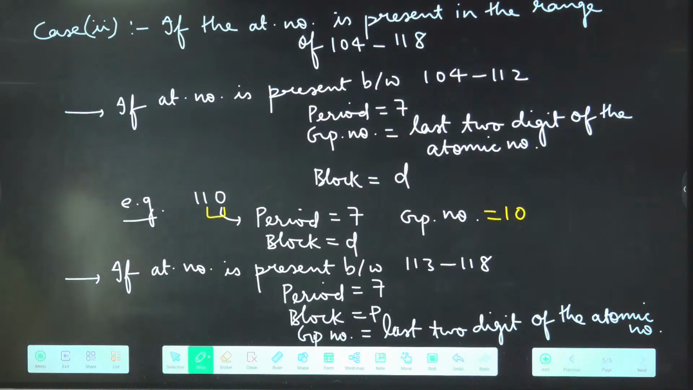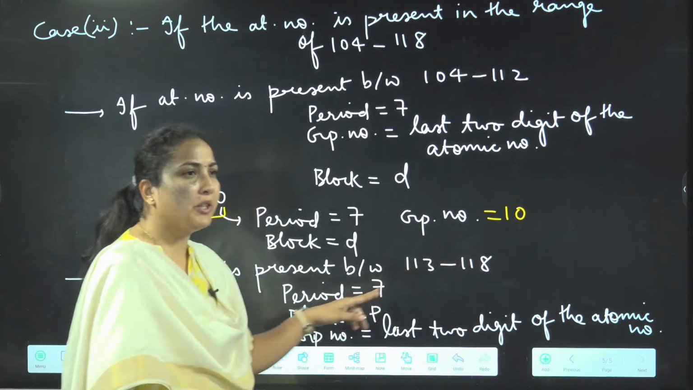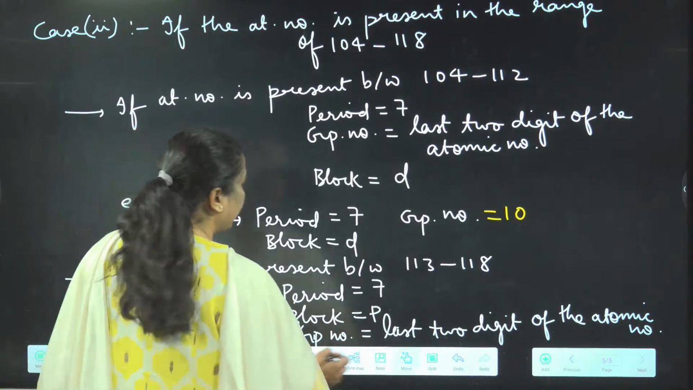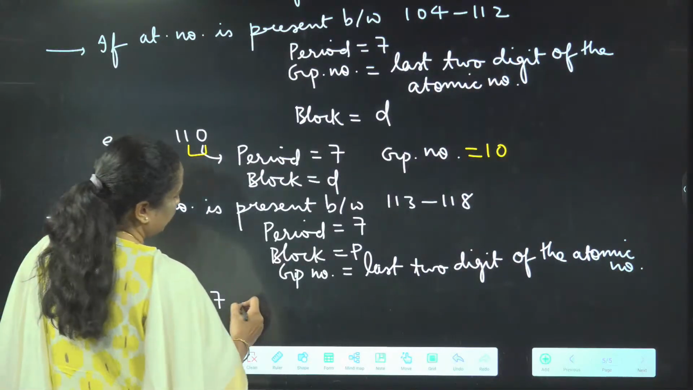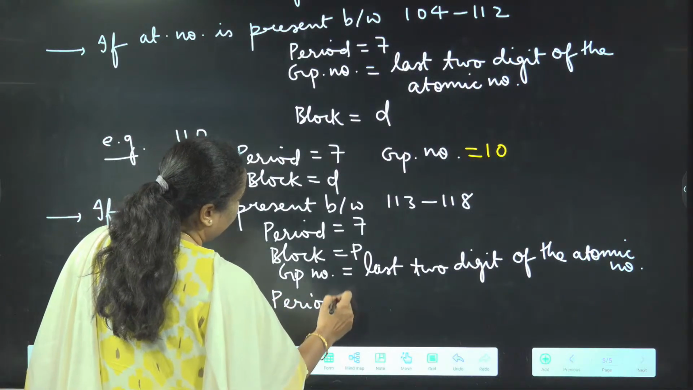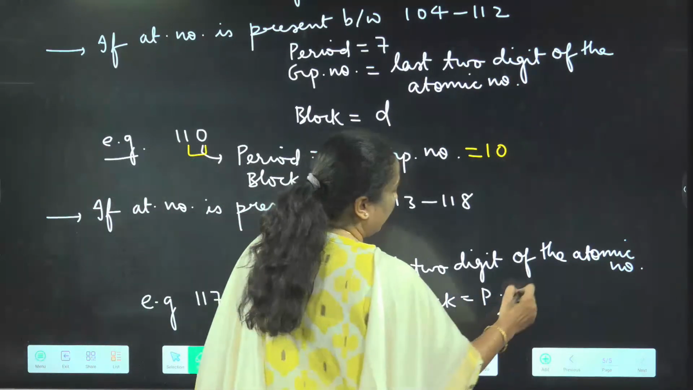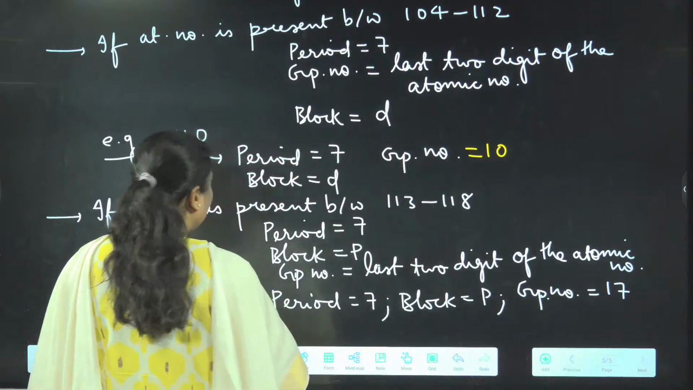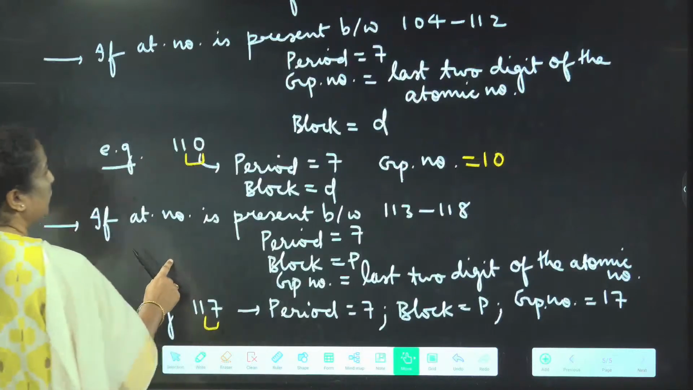So please all of you make a note, right? And then we'll proceed further. So suppose if at all I am asking about 118 itself. So 118 means period is fixed 7, block will be P, and which is the group number? It is going to be 18th. That means noble gases. So suppose if I write one example, which is 117. So in that case, period is 7, block it is fixed, it is P block, and group number is going to be 17. That means it is last two digit of it. Okay. So please make sure that you are writing, and then we'll proceed further.